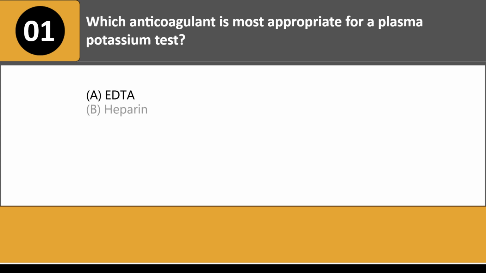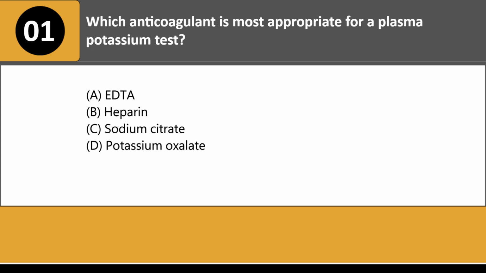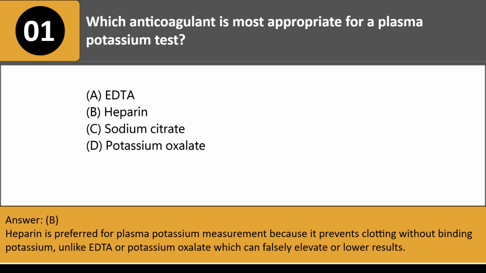Which anticoagulant is most appropriate for a plasma potassium test? A. EDTA. B. Heparin. C. Sodium citrate. D. Potassium oxalate. Answer B. Heparin is preferred for plasma potassium measurement because it prevents clotting without binding potassium, unlike EDTA or potassium oxalate, which can falsely elevate or lower results.